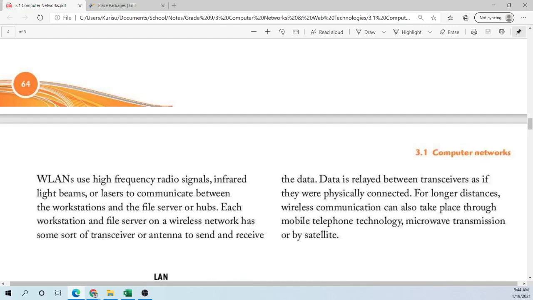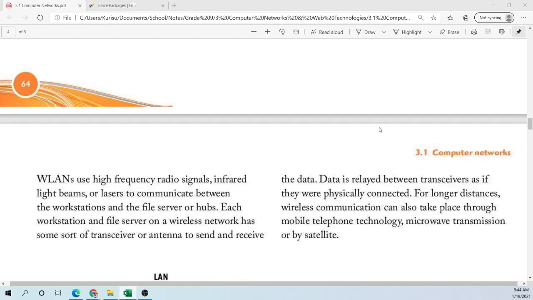WLANs use high-frequency radio signals, infrared light beams, or laser to communicate between the workstations and file servers or hubs. Each workstation and file server on wireless networks has some sort of transceiver or antenna to send and receive the data. Data is relayed between transceivers as if they were physically connected. For longer distances, wireless communication can also take place through mobile telephone technology, microwave transmission, or by satellite.